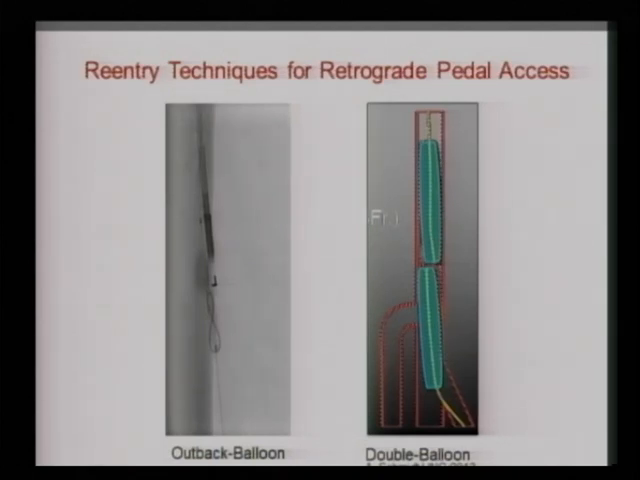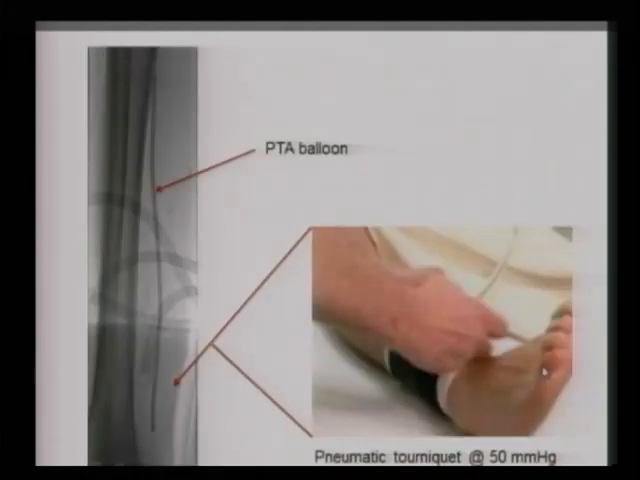Andre Schmidt has published on this, where you inflate 2 balloons, one in the subintimal space, one in the true lumen space, in an attempt to break that kind of intimal flap in between the two, and then to connect your access points.